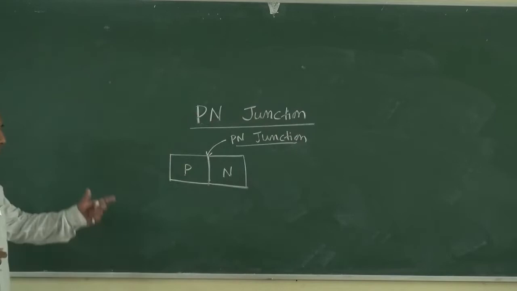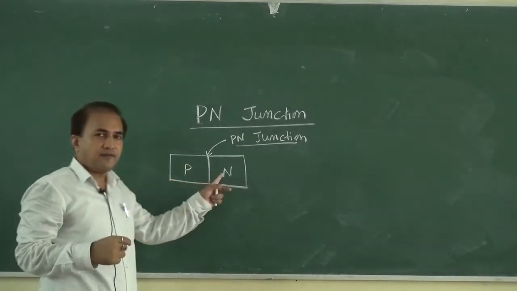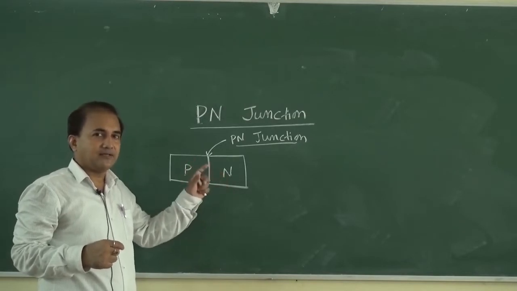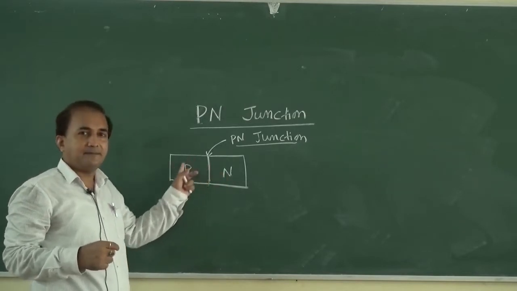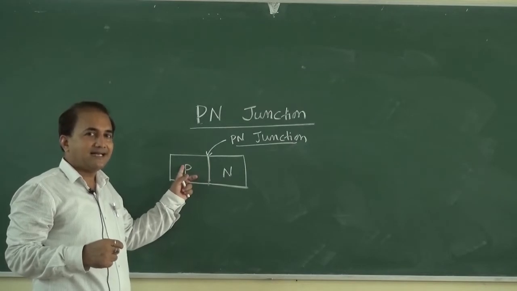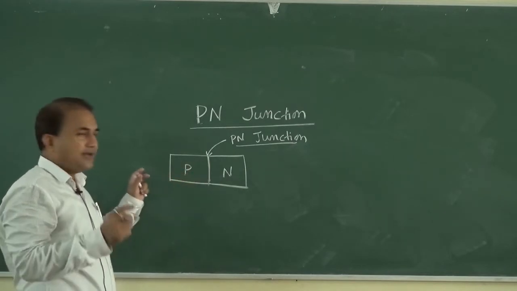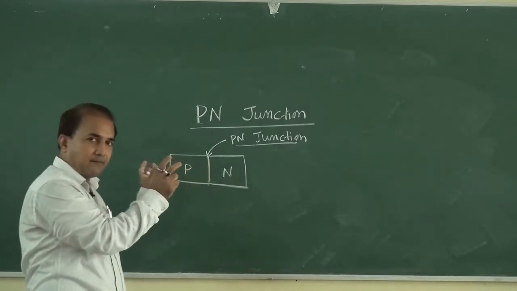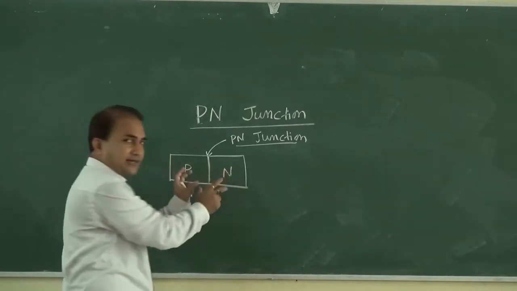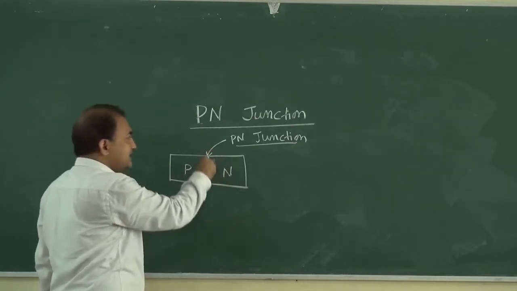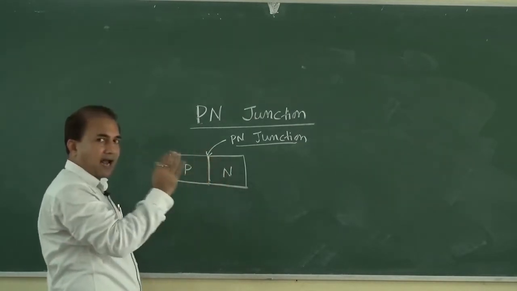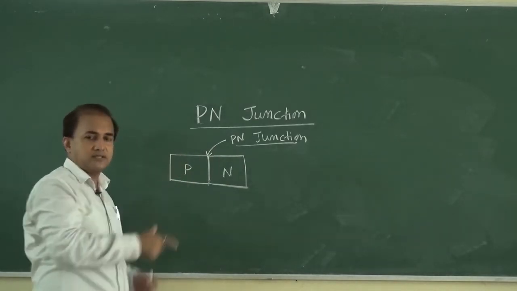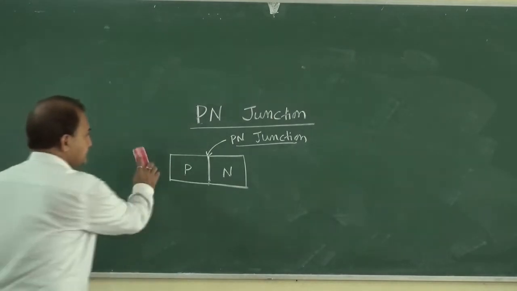So as we know, in case of n-type semiconductor, the majority carriers are free electrons, whereas in case of p-type semiconductor, the majority carriers are free holes. So we have to see when these two semiconductor materials are joined, what happens at the junction to the free electrons and to the holes? Okay, so we will see that.